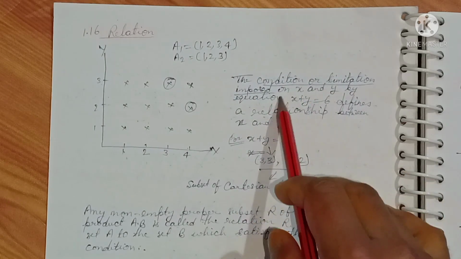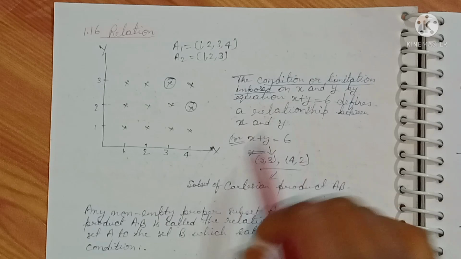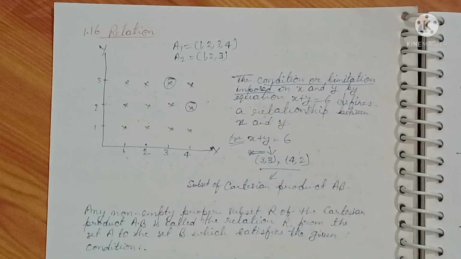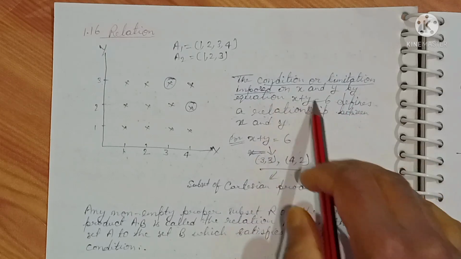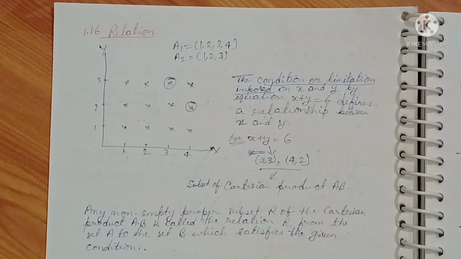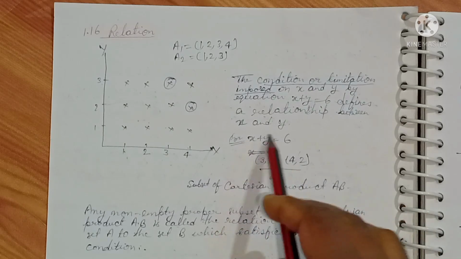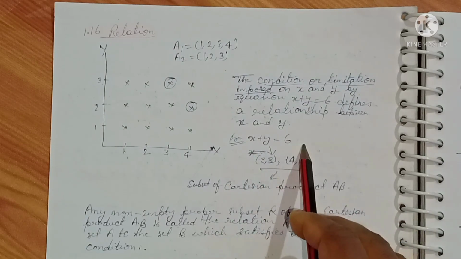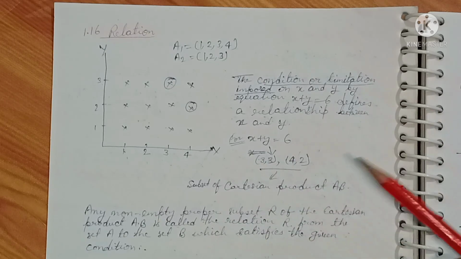It is a condition or limitation imposed on x and y by an equation. Means any equation is given. If on that equation, for example x plus y equals 6, some type of condition or limitation is imposed, then that equation will give the relation. Okay, so I will show you how. So here x plus y equals 6. So this is the equation, and if I impose some condition on this, then in that case it will become a relation.